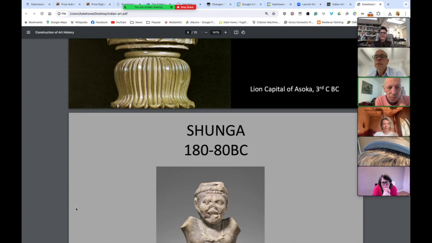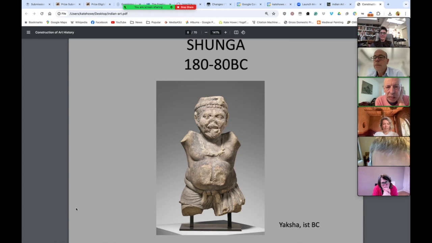This is the next dynasty, which is called Shunga, second to first century BC. This is a Yakshi figure.